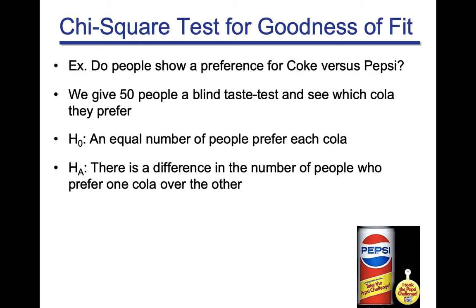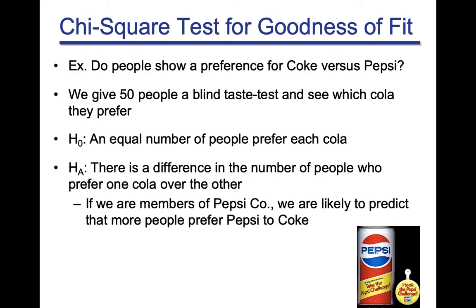However, our alternative hypothesis is that there is a difference in the number of people who prefer one cola over the other. In this simple example, we might expect that more people would prefer Pepsi, of course, if we work for Pepsi. But we're just going to say the alternative hypothesis is that there's a preference in one direction over the other. So if we work for Pepsi, we're likely to predict more people prefer Pepsi to Coke.